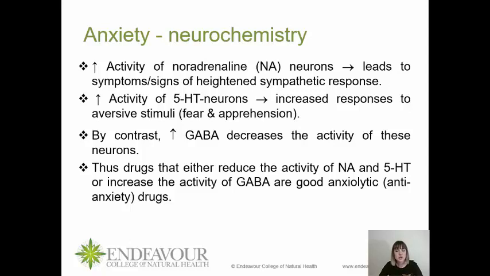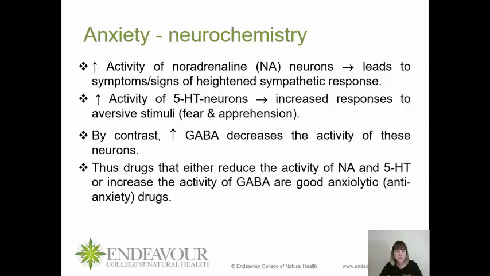These neurons are in turn controlled by GABAergic neurons. So increasing activity of those GABAergic neurons, with GABA being an inhibitory neurotransmitter, it can decrease the activity of those neurons. So based on this, theoretically, drugs that either reduce the activity of noradrenaline and serotonin or increase the activity of GABA within the brain are good anxiolytics, that is anti-anxiety drugs.